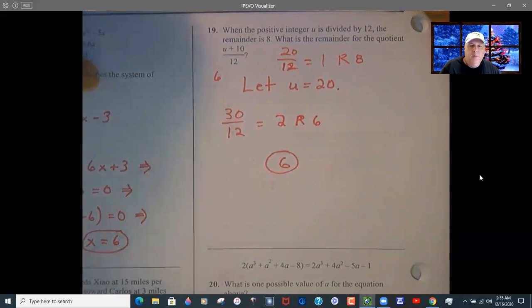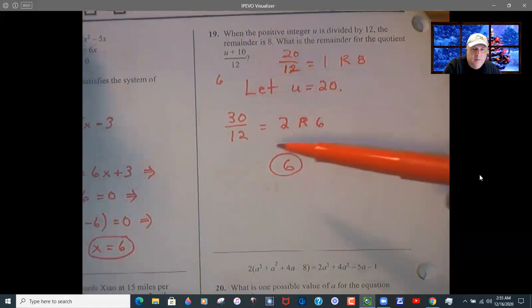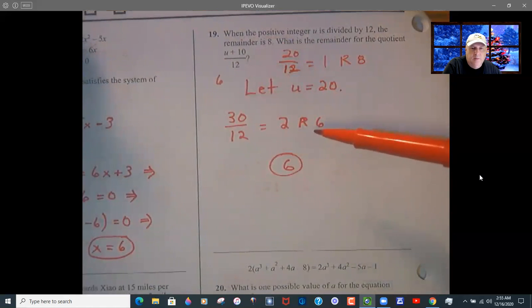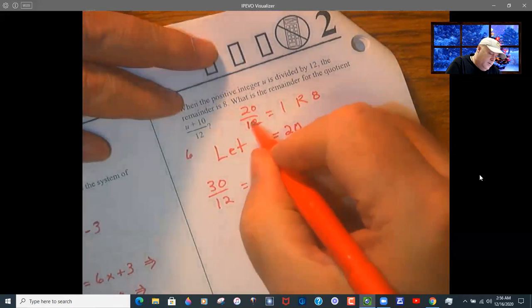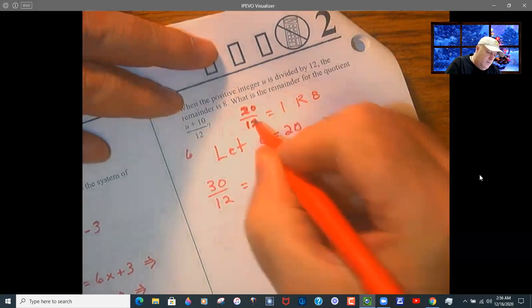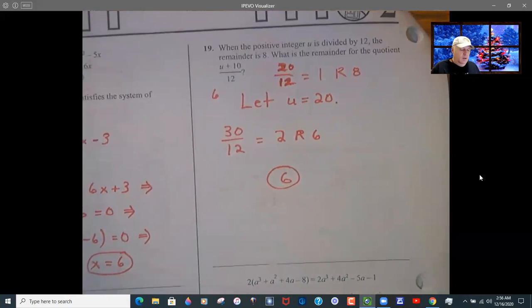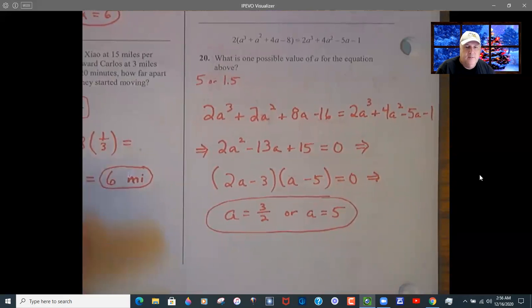Okay, so then what is the remainder when you do this? So 20 plus 10, 30 over 12, 2, remainder 6. So 30 minus 24 is the remainder of 6. So use numbers when you can. Usually the giveaway is you have variable solution choices in your choices.